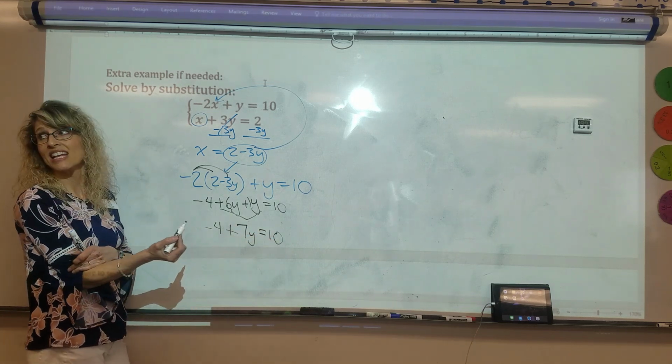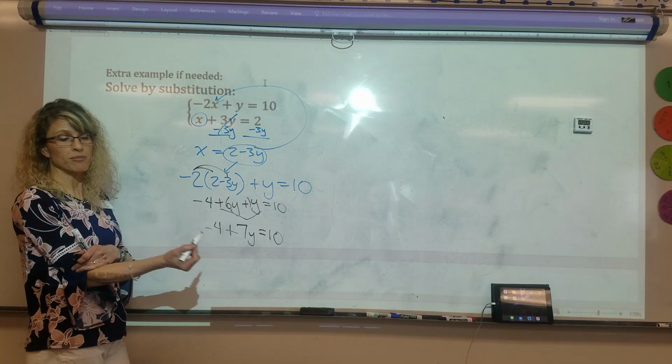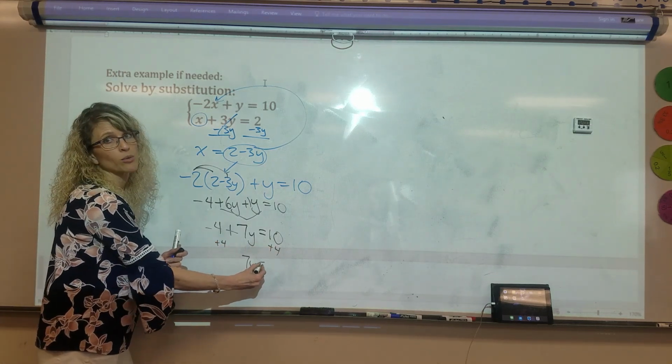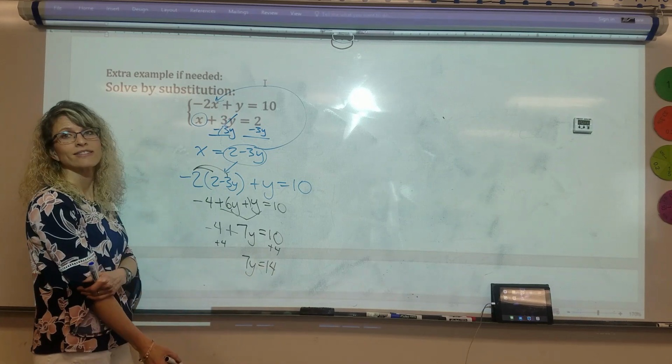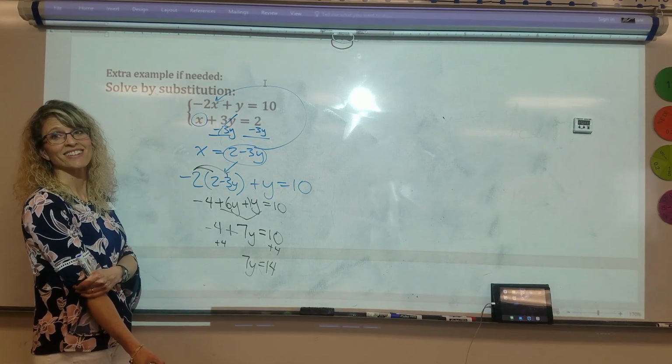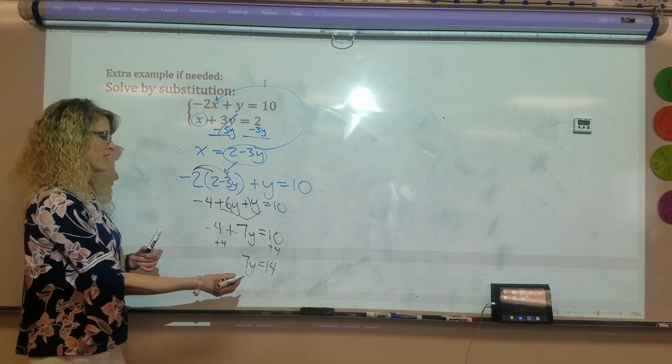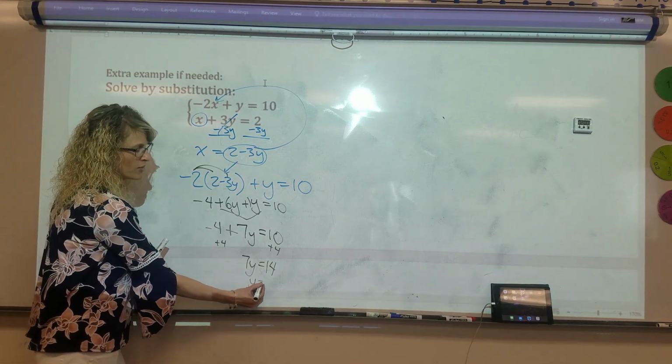So now I need to peel back my onion layer to solve for y. I'm going to add 4. I get 7y equals 14. Are you okay? Do you need to take a little time out? Need to get something figured out? No. Okay. So then I'm going to divide by 7, and then y equals 2.